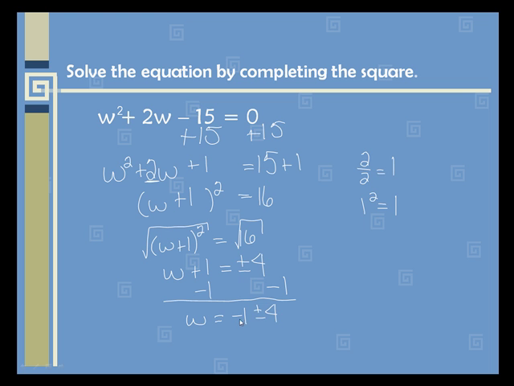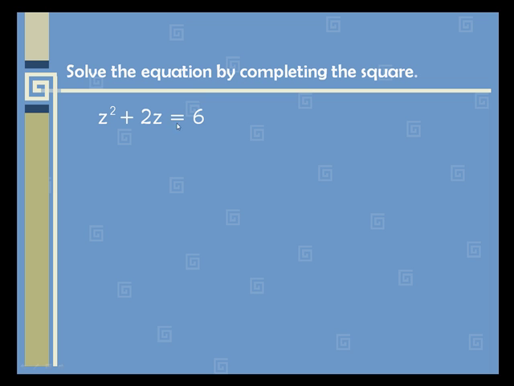Well, now that's going to give me 2 answers. And I'm going to write it up here for you. So w equals negative 1 plus 4, and w equals negative 1 minus 4. So negative 1 plus 4 is 3. Negative 1 minus 4 is negative 5. And you just did solve the equation by completing the square.